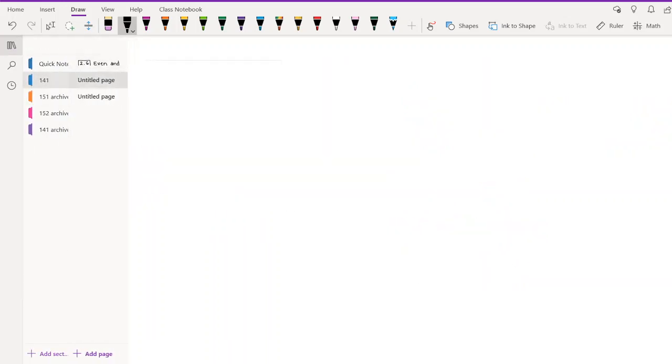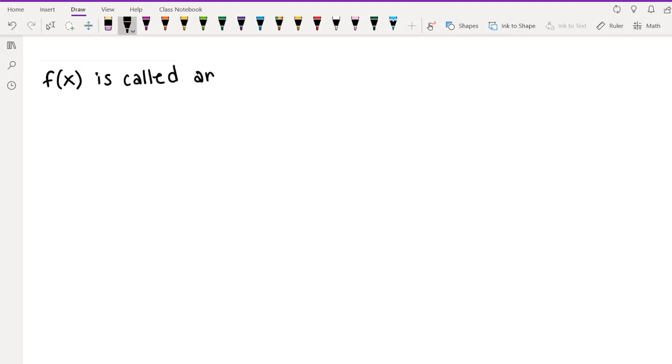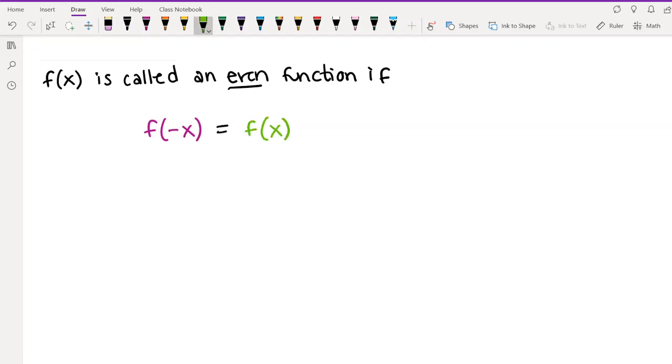Okay, so I want to formally define what it means for a function to be even or odd, and a few different ways that you can think about it. Then we'll look at some more examples so that you can see that it's not all about the exponents. So any function f of x is called an even function if f of negative x is equal to f of x. So if reflecting about the y-axis gives you the same result as your original function.